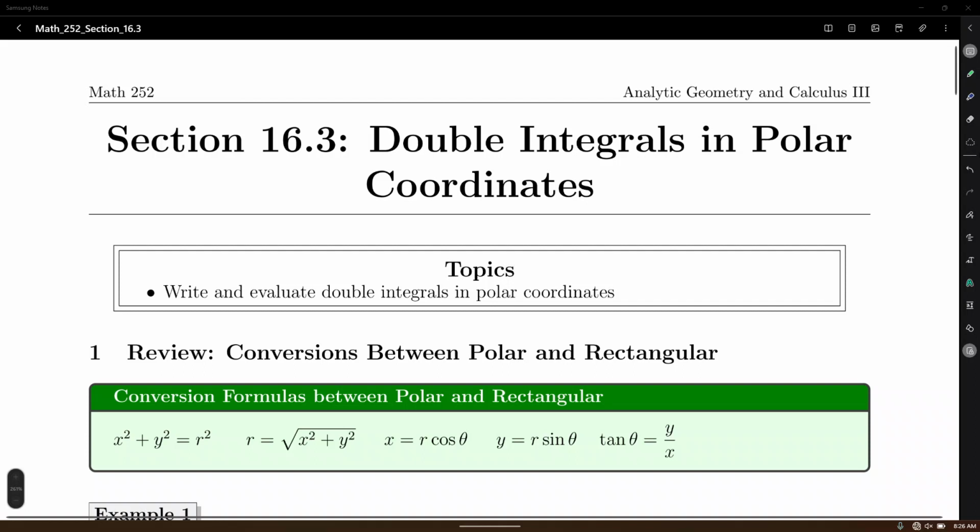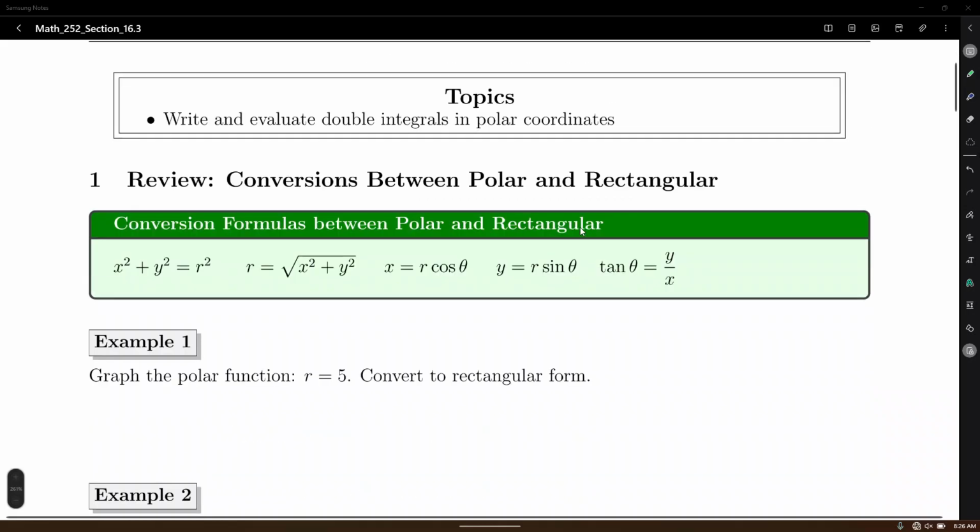Section 16.3 on double integrals in polar coordinates. This is not going to be the first time you get to see polar coordinates. Most likely you saw this back in calculus too. Typically it's the last section or chapter you cover in any Calculus 2 class. But I'm still going to derive these formulas.